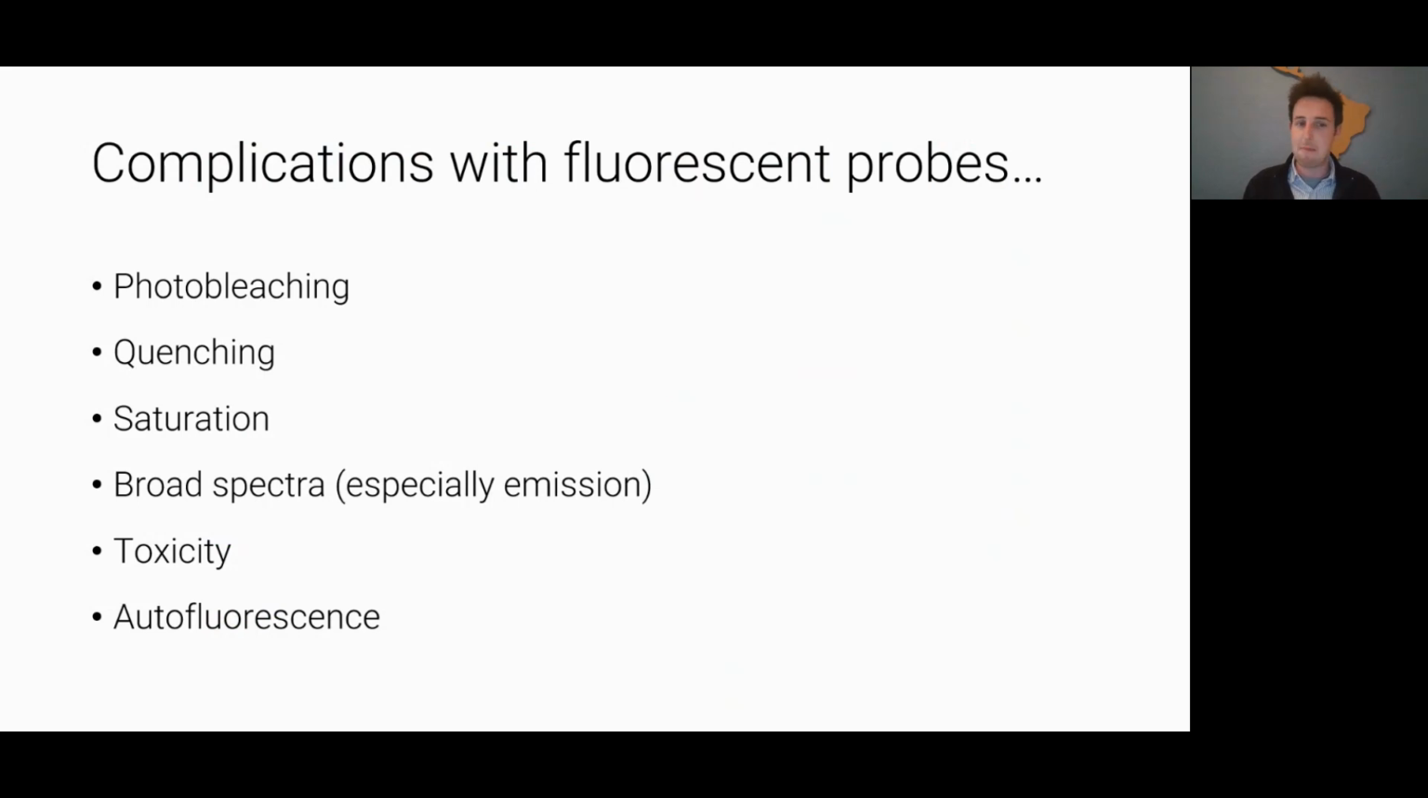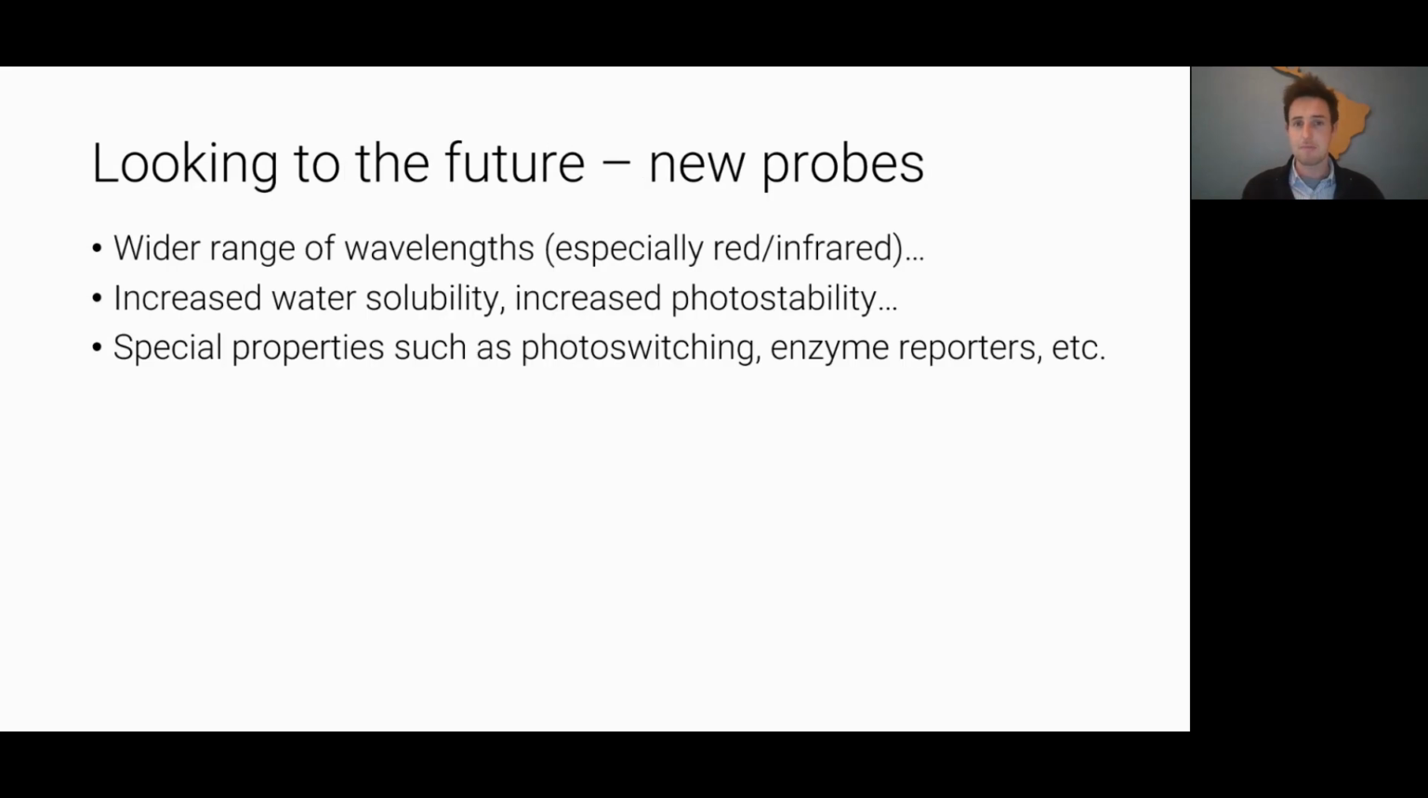Saturating the detector can happen very easily. Sometimes molecules have very broad spectra, and so that can create big problems when it comes to isolating your photons and making sure that the signal I'm getting is just from my probe or my dye and not from other things. And then toxicity and autofluorescence, particularly in plant samples, can be a big issue. So one just needs to do all the appropriate control experiments to make sure that you've got all your bases covered.